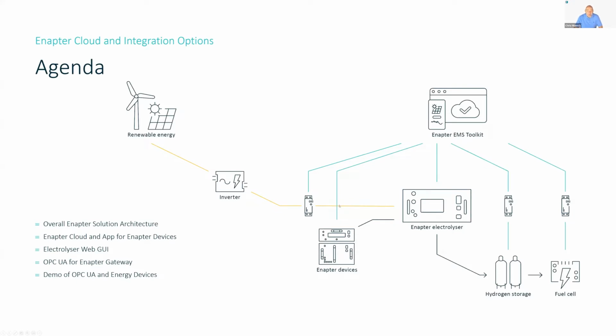First, I will talk a little bit about the Enapter solution architecture. Then we go a bit about the cloud and the app. I will show the Electrolyzer WebGUI real quick, which is new in the latest firmware. And then we talk about the main point. We're working on an OPC UA connection in the software for the gateway and the electrolyzers, and hopefully also the cloud. And I will show a little demo of that at the end.